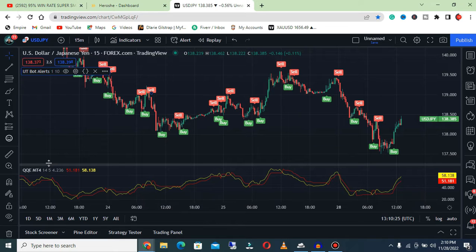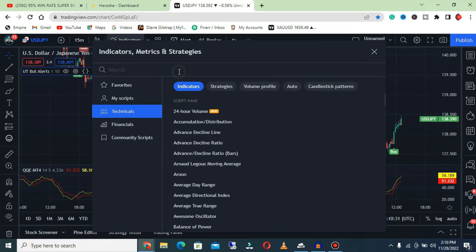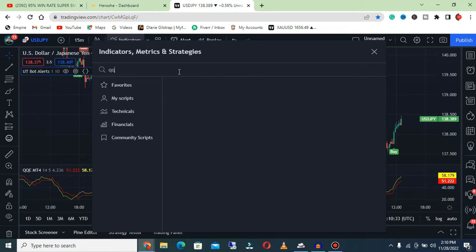For the QQE-MT4 indicator, to put that up as well, go to the indicator, go to the technicals, and over here you can write QQE-MT4. When you put this up, this is the one we're using right here, by Glaz. So this is the one we're using. Just make sure you put it up, and then set the settings as well.